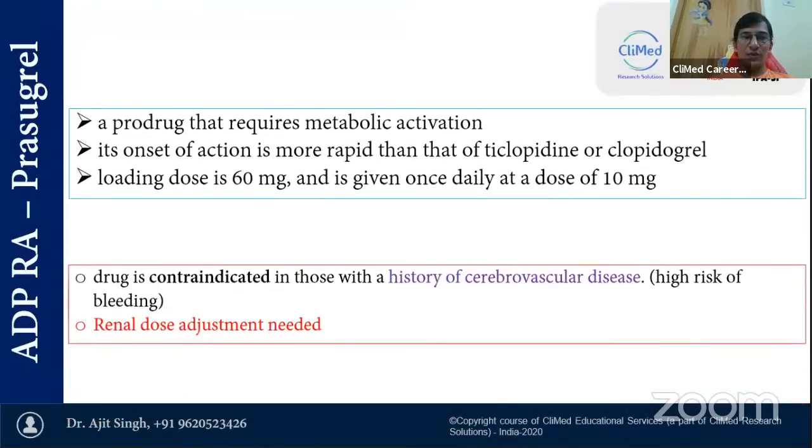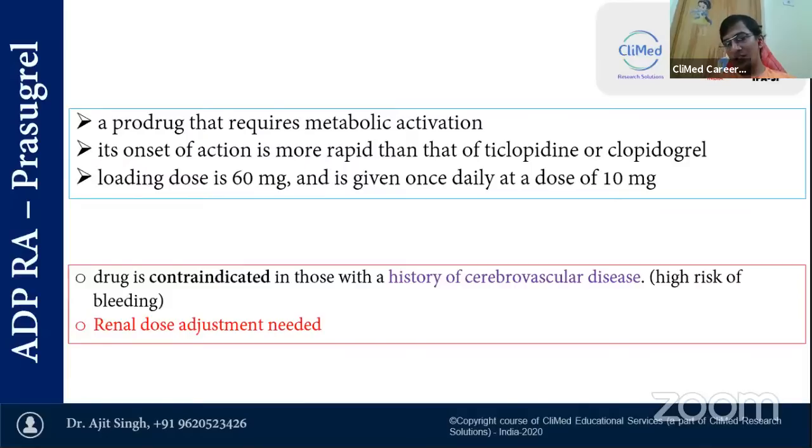Now let's talk about prasugrel a little bit. Prasugrel is also a prodrug that requires metabolic activation in the body. Onset of action is more rapid than clopidogrel, but not more than ticagrelor. Loading dose is 60 mg, and we can give 10 mg per day. Got it?